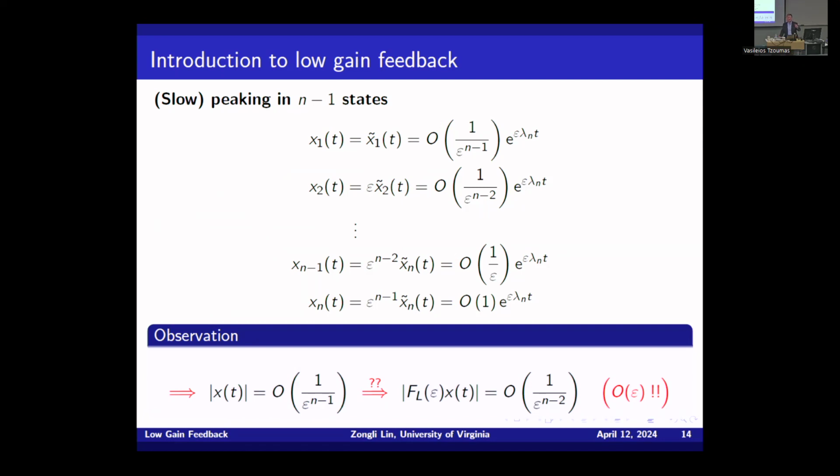The high gain feedback also has peaking in the n minus 1 state. The first state doesn't have peaking. And here we can see the first state is again 1 over epsilon to the n minus 1. The second state multiplied by epsilon becomes epsilon to the n minus 2. And the last state, we have this maximum value, but scaled down to epsilon to the n minus 1. So for the last state, I don't have any peaking. So this is the opposite: with high gain feedback, the first state has no peaking, but with low gain feedback, the last state has no peaking.